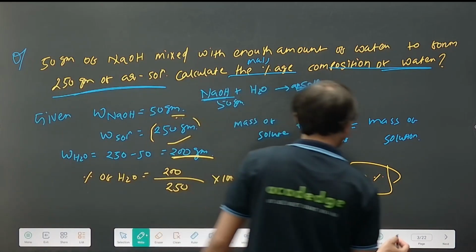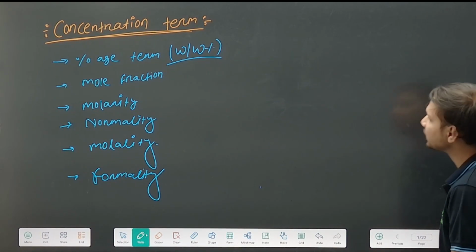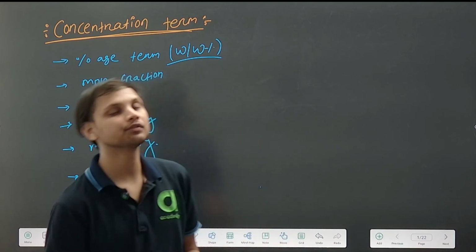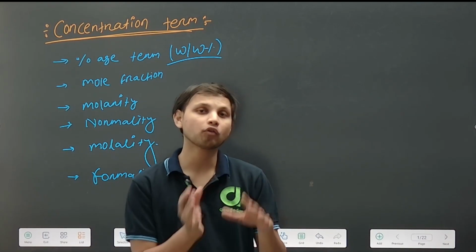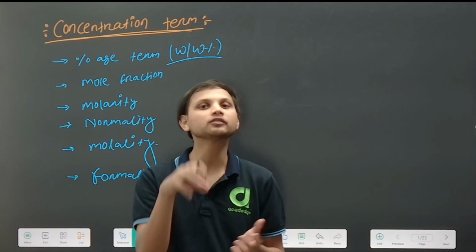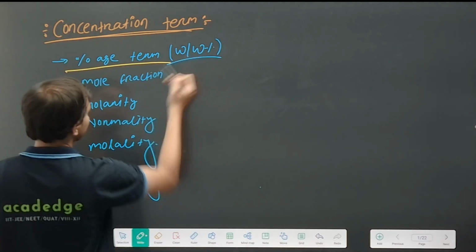And we already understood the actual meaning of the weight percentage term. If weight by weight is given, we assume the solution is 100 gram, and we consider whatever solute and solvent weight is present out of the 100 gram of solution. That is called the percentage, or weight by weight percentage.